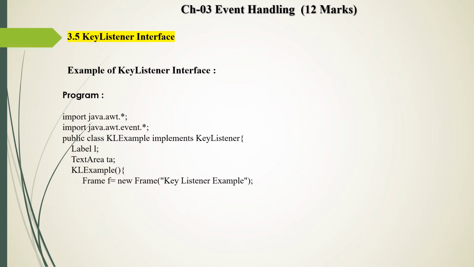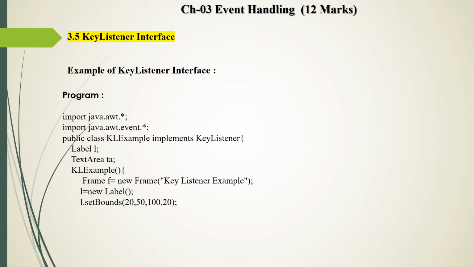The code for this is Frame f equals new Frame, and in the constructor of Frame we pass a string, that is key listener example. It is the title of our frame. Next, we initialize the label L equals new Label, and in the constructor of Label we do not pass any value, so initially the label is blank.